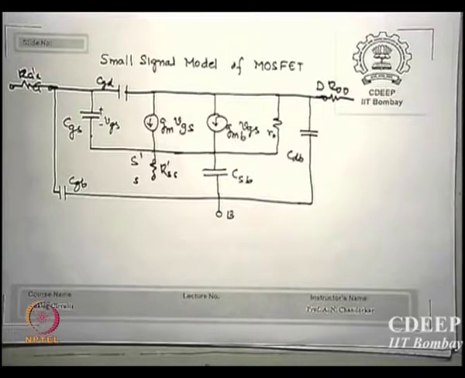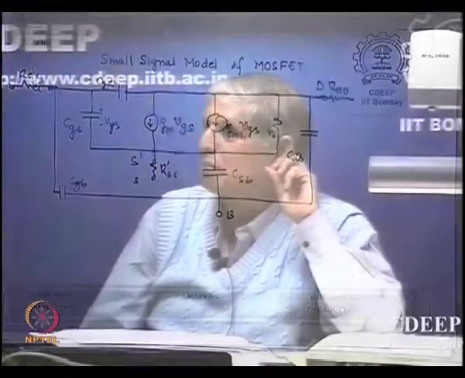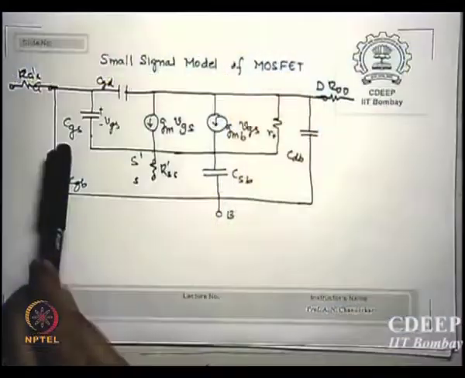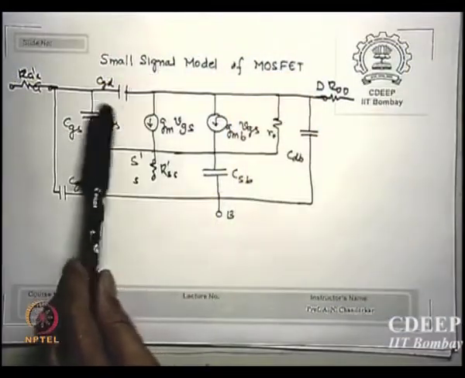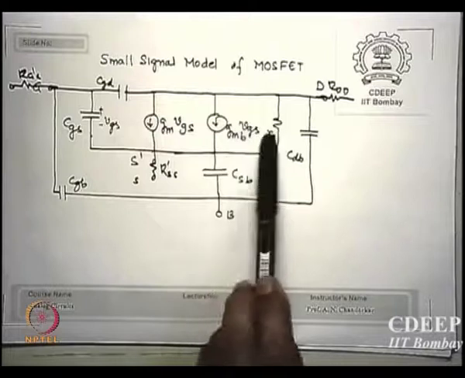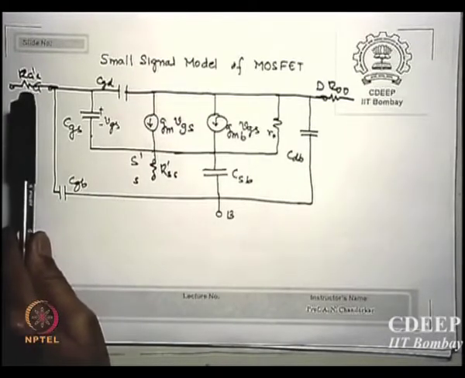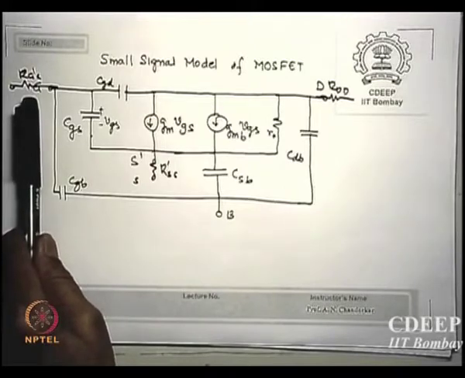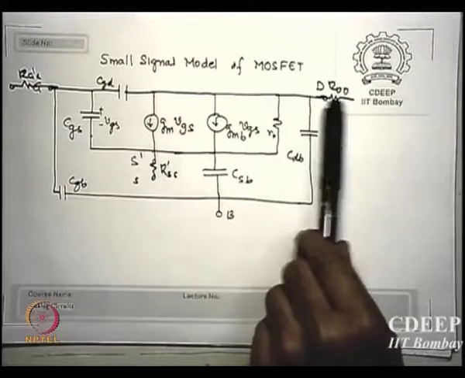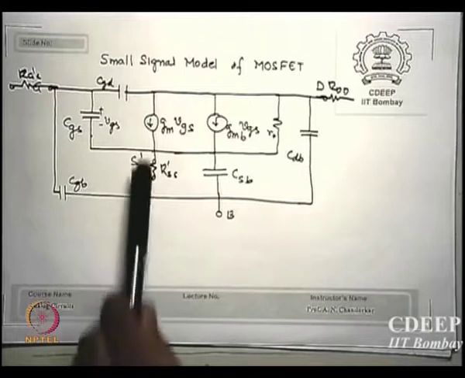So what are CDB and CSB? These are the diode capacitances. Is that correct? CSB and CDB are diode capacitors, drain to bulk, source to bulk. CGS I told you just now, CGD I told you just now, R0 is known. This is the gate. There may be a gate resistance itself, RGG dash. There will be a drain resistance also available. There will be a source resistance also.